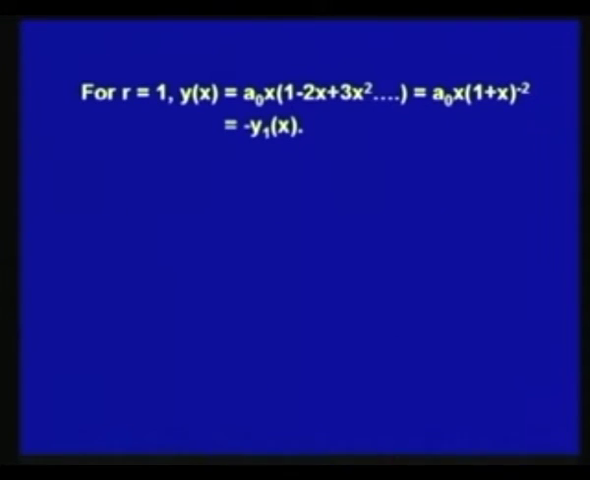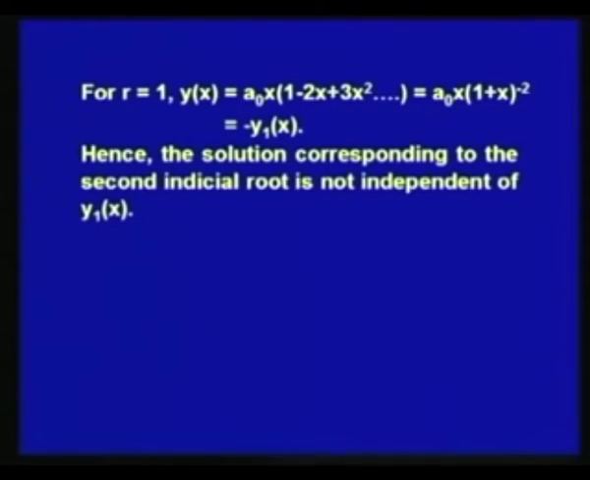For r equal to 1, if we find the value of y(x) from y_r(x), it turns out that y(x) is equal to a naught x into (1 minus 2x plus 3x square and so on), which is a naught x into (1 plus x) to the power minus 2, and which is nothing but minus y_1(x). So the second solution, if we find from y_r(x) by putting r equal to 1 straight away, gives us a linearly dependent solution. It is nothing but the negative of the first solution, that is, negative of y_1(x).